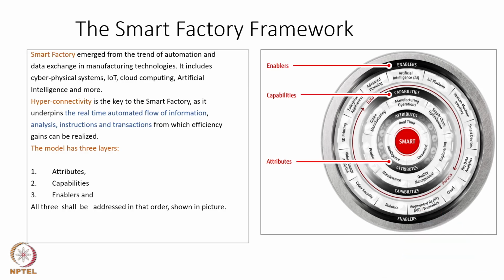In the first session we introduced this framework in the last slide, and if you like to summarize what I have discussed, it can be understood with the 3 layers of this framework. The first layer is called the attributes. The second layer is the kind of capability one company should develop to become a smart manufacturing or smart factory, and which are the technologies that enable that. This is the third, outermost layer.